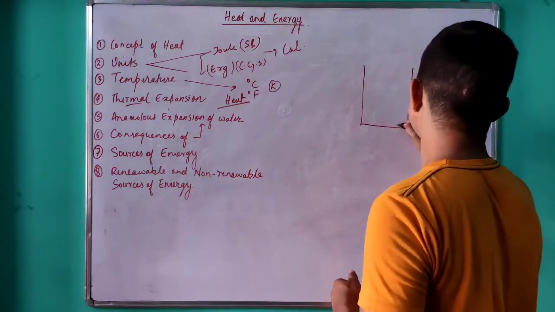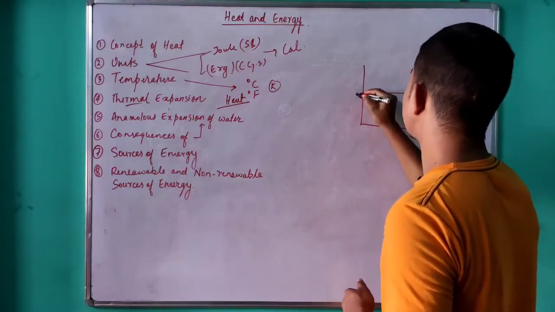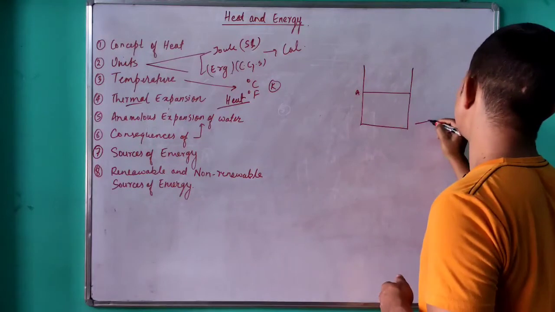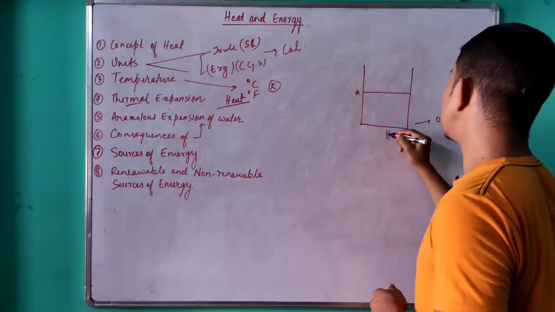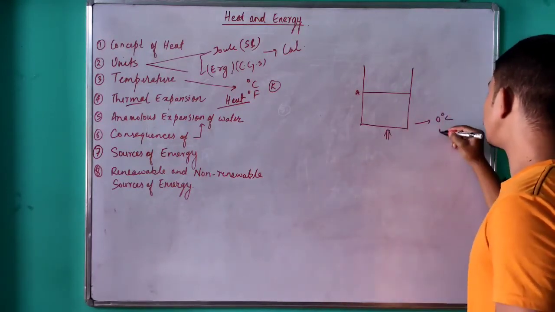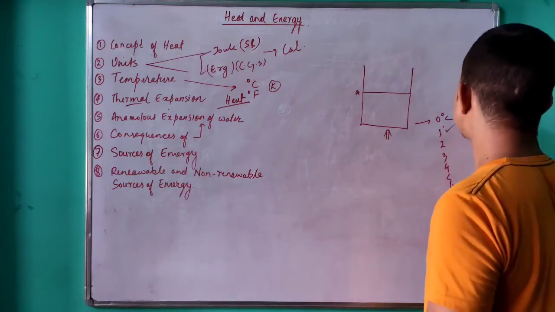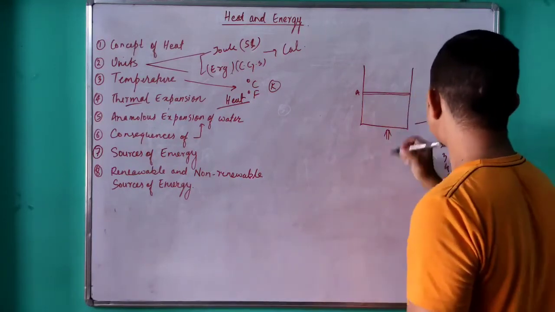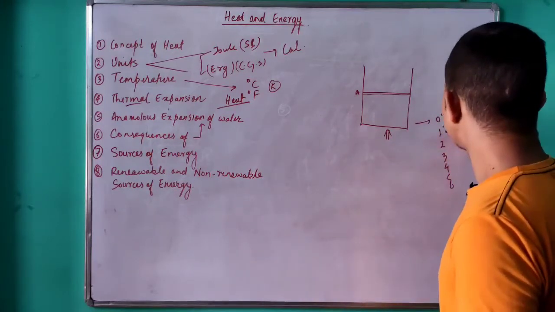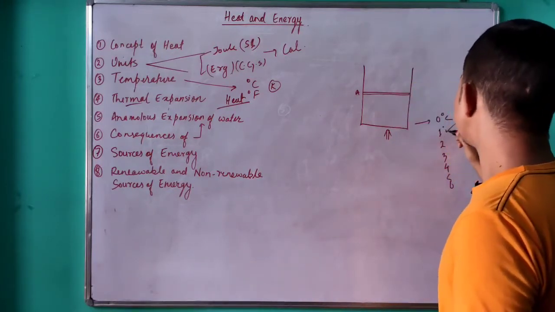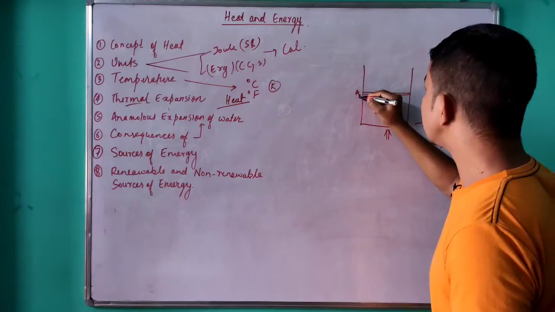Suppose in a beaker you take water up to the level A. Now the water is at 0 degree centigrade. So when you start heating it, what happens? The 0 will become 1, 2, 3, 4, 5, 6. But when it changes to 1 degree, instead of increasing, the volume decreases to level B.